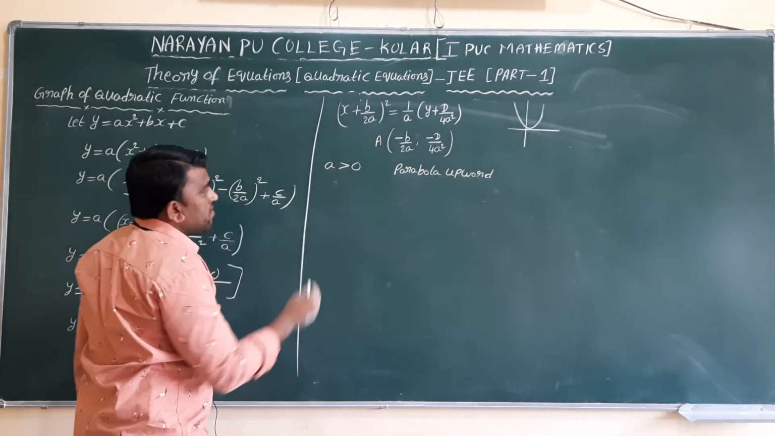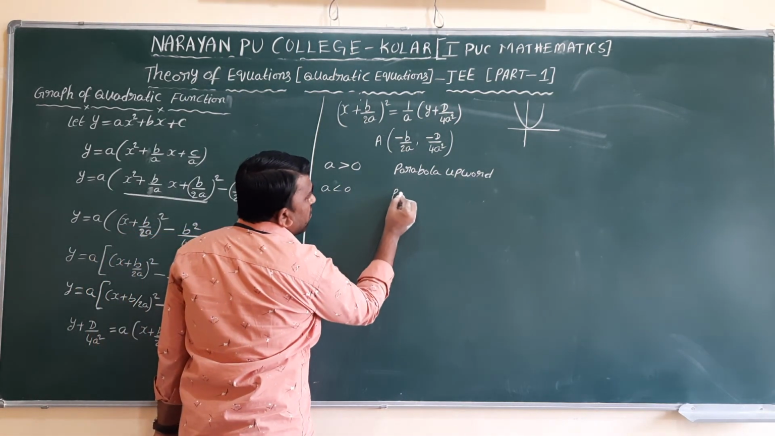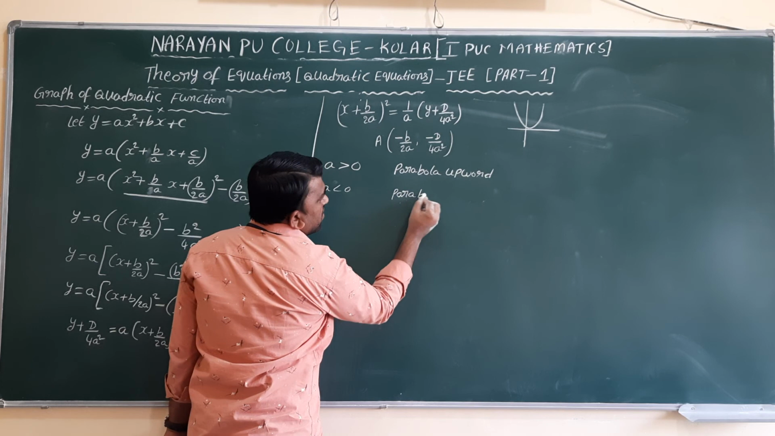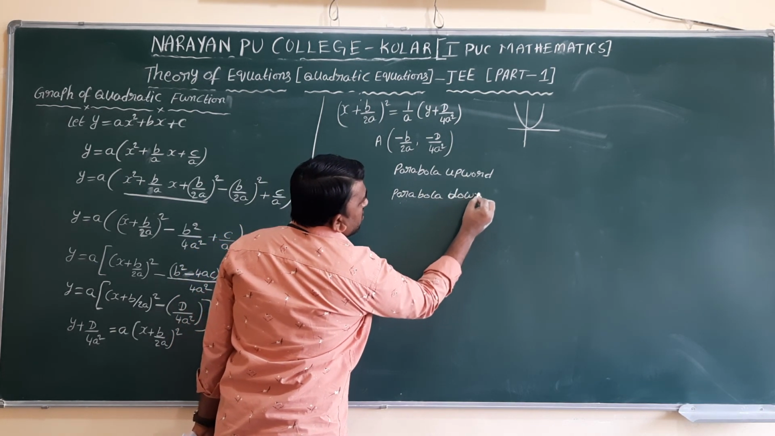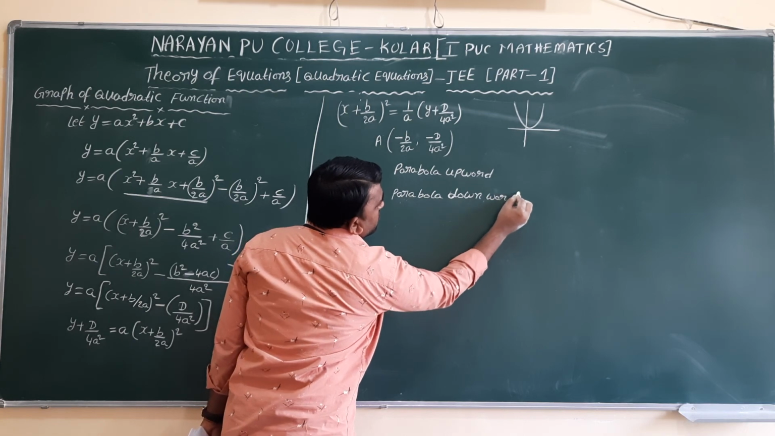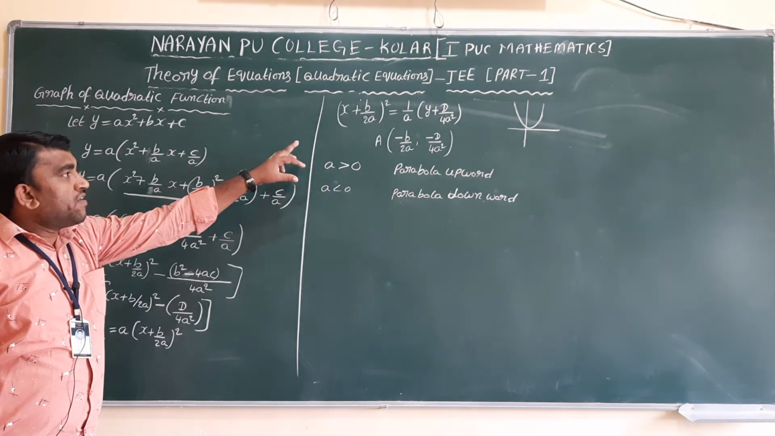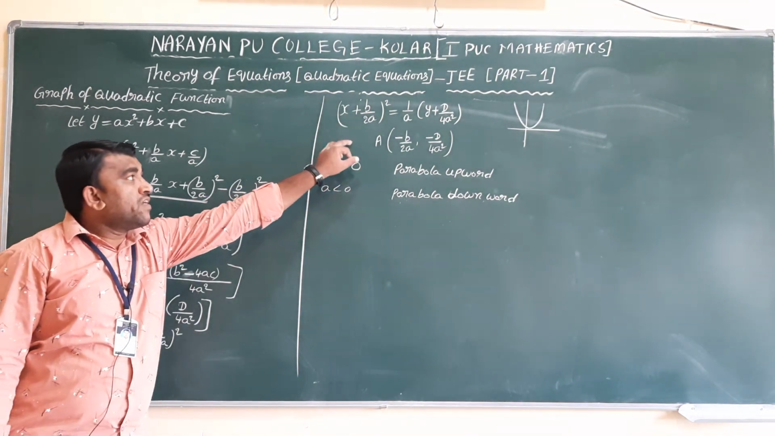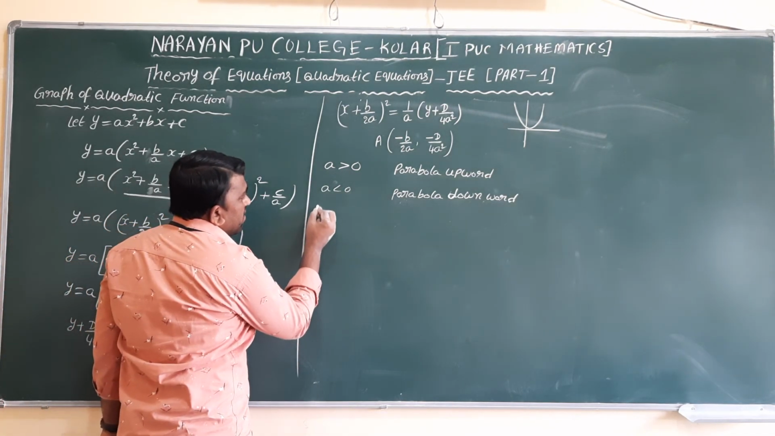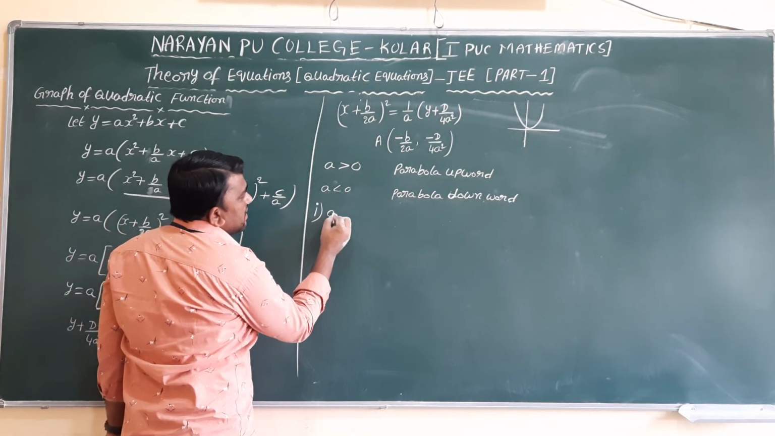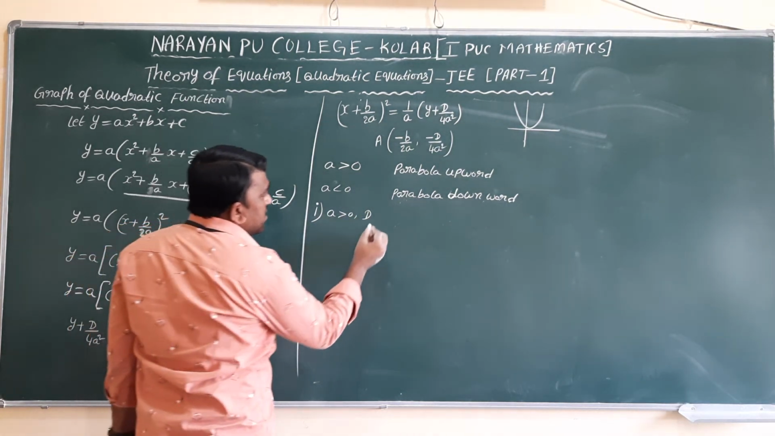Parabola upward direction. Suppose a is less than 0, parabola downward direction. So based on this nature, some cases will be there to draw the graph of the parabola. First case, case 1, a is greater than 0 and the discriminant is less than 0.